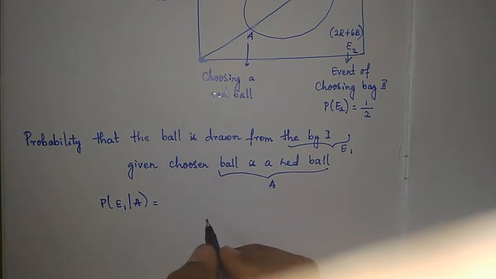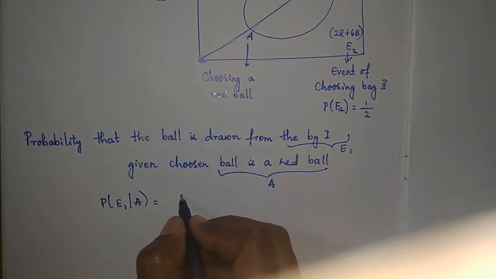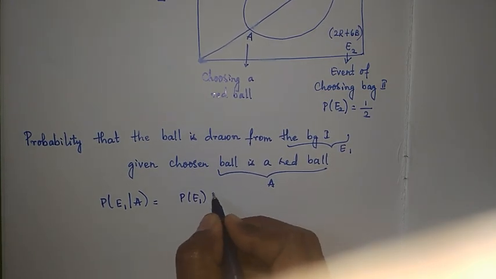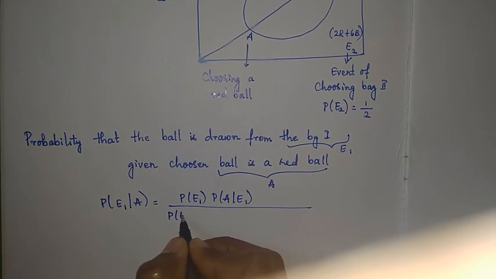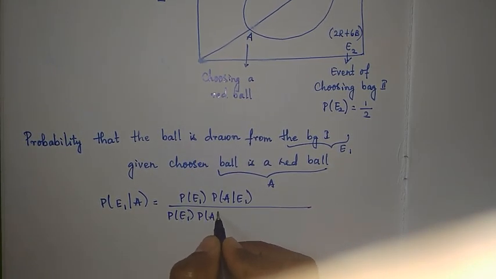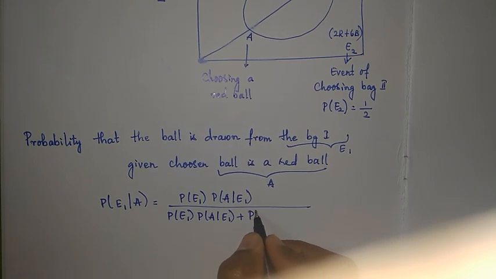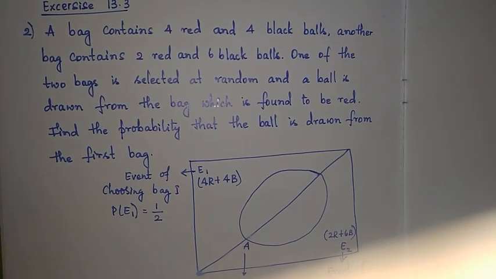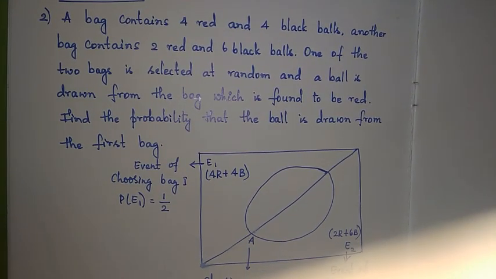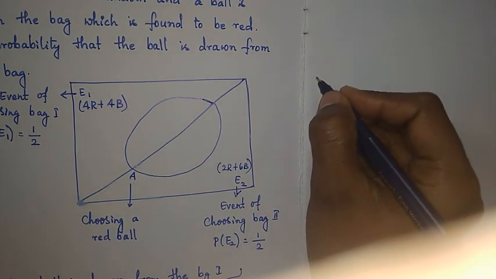Easily, with the help of Bayes theorem, this can be written as P of E1 into P of A given E1, all divided by P of E1 into P of A given E1 plus P of E2 into P of A given E2. Now we know what P of E1 and P of E2 are, but we don't know what P of A given E1 and P of A given E2 are, and there is no other statement supporting this. Let us find them out.